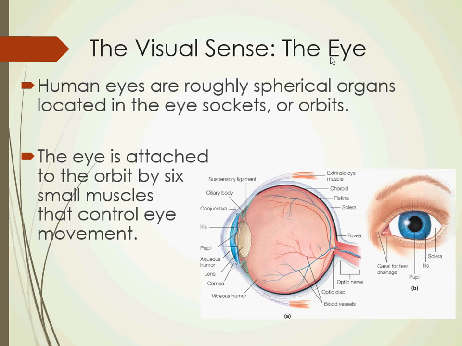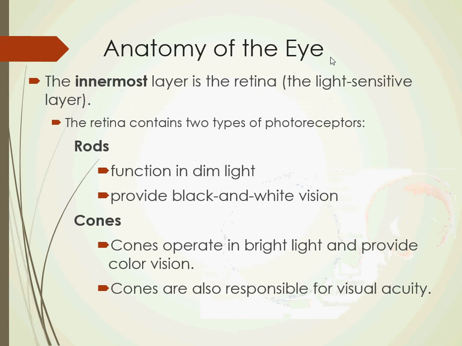For vision, we have eyes that are spherical organs located in our eye sockets, and the other name for eye socket is orbits. They're attached to the orbit by 6 small muscles that control eye movement. Your eye has 3 layers. The innermost layer is the retina, and that's the light-sensitive layer.